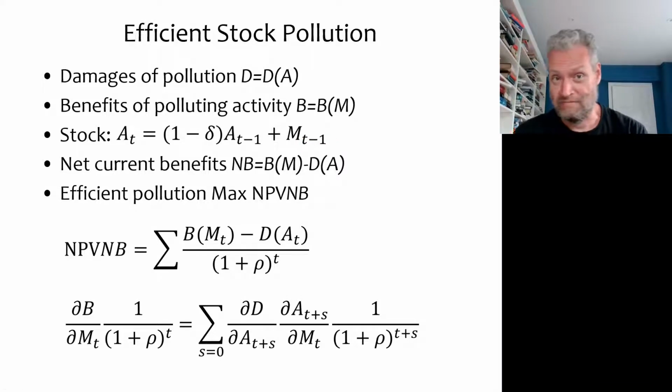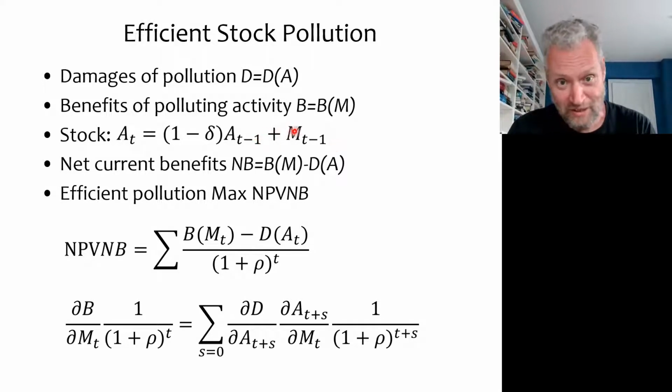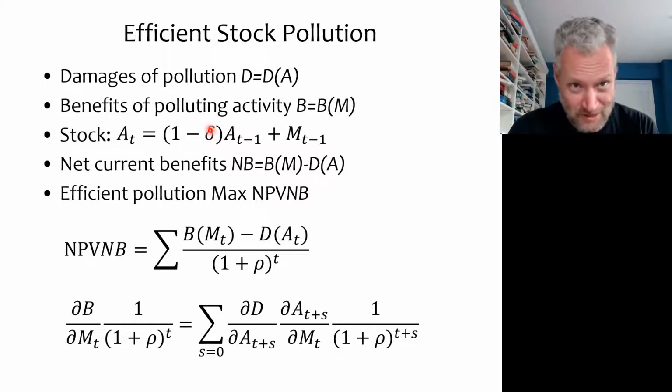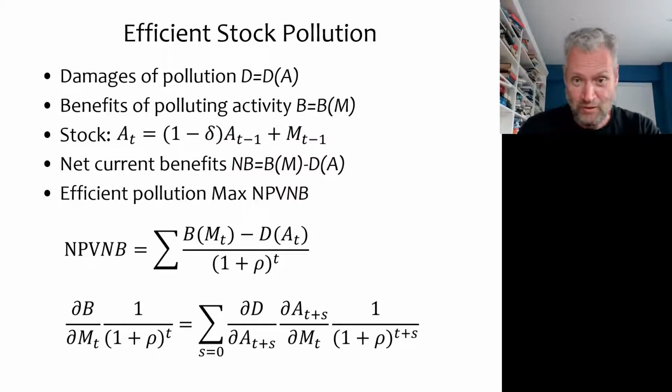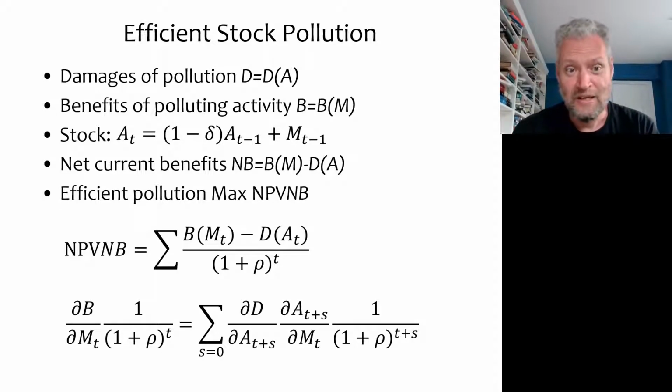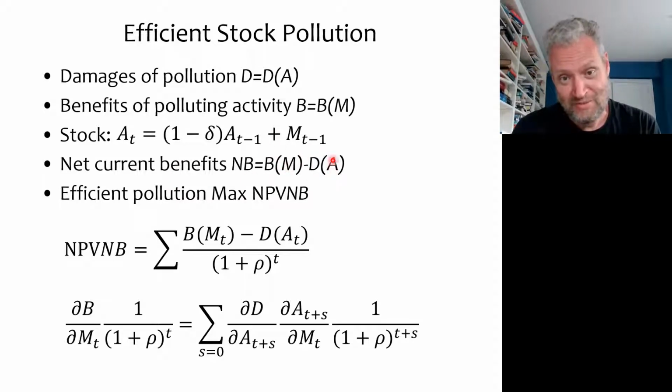And this is an equation that is structurally the same as the accumulation of physical capital, where you can think of m as investment and delta as depreciation. The interpretation is different, but the mathematical form is of course the same. At any time, the net current benefits are the benefits of emissions minus the damages of the stock of past emissions.